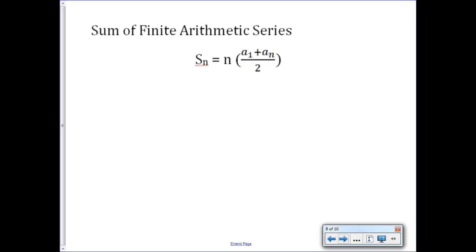Okay, the sum of a finite arithmetic series. So when it ends, here's how we can find the sum. So this is the sum of n terms. This we know is the first term. This we know is the nth term, some number that we get to, and this is the number of terms.